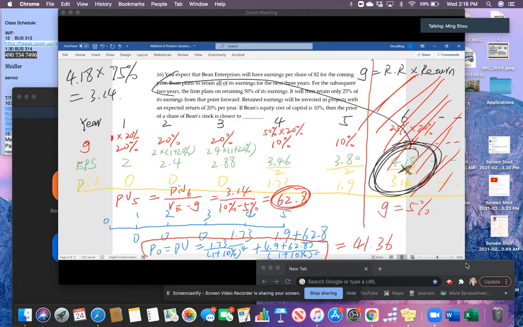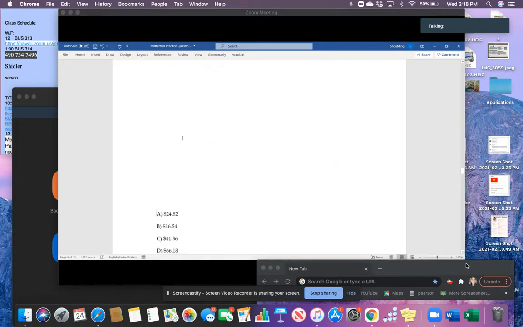Do you know why we can get 75%? Because the dividend payout rate is 75%. Any other questions? Good. Okay, so let's move on. So the correct answer should be C. Okay, the correct answer should be C.